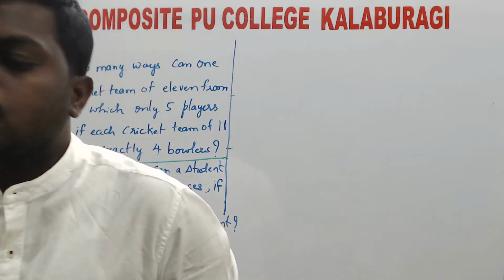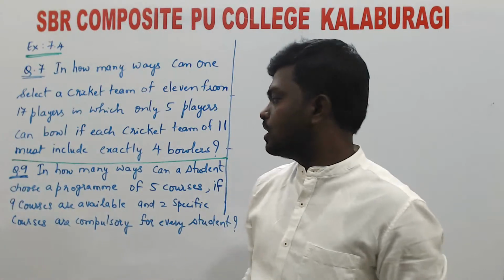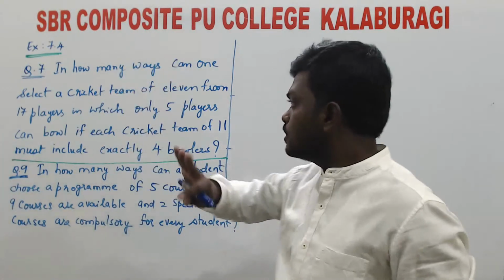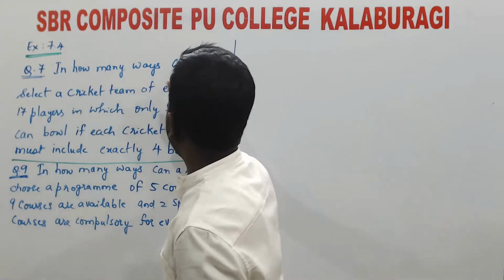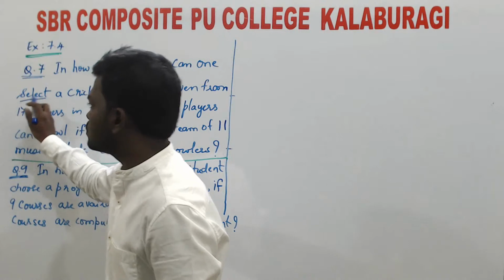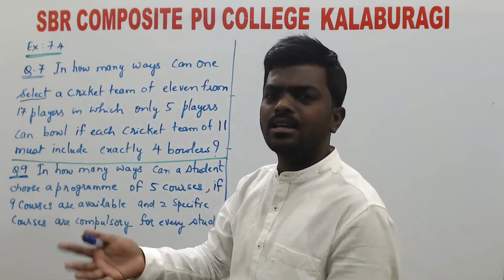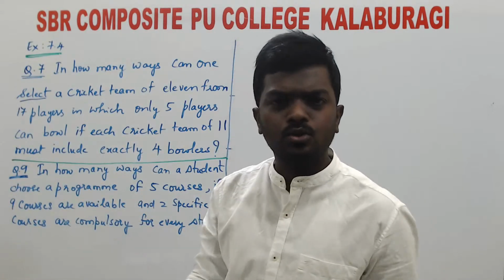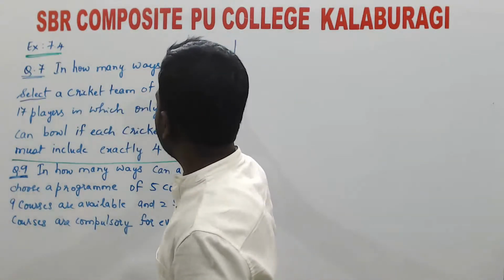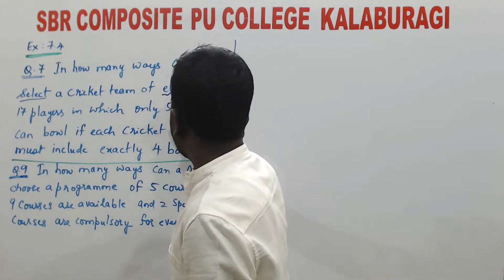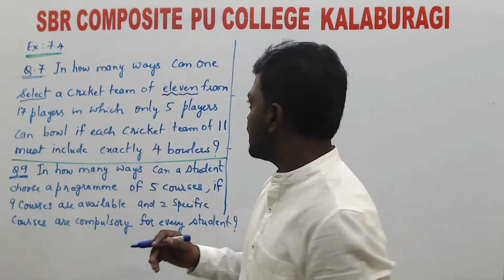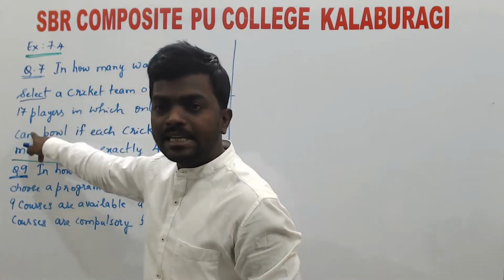The first question is number 7; question 8 we have solved, so I have written only 7 and 9. What does question 7 tell us? In how many ways can one select? Select is written plainly, so it is a combination: selection, choose, pick. In how many ways can one select a cricket team of 11 players from 17 players?